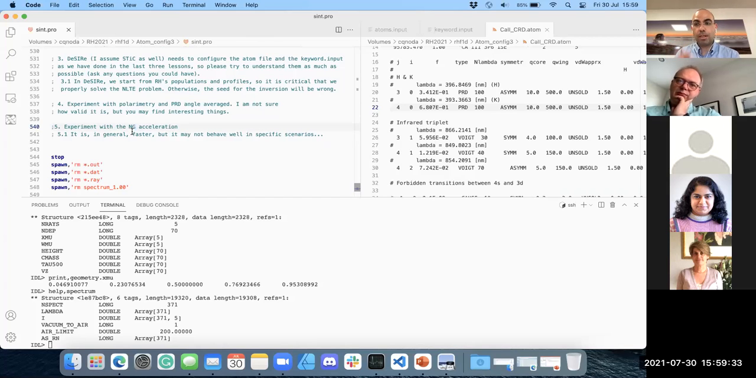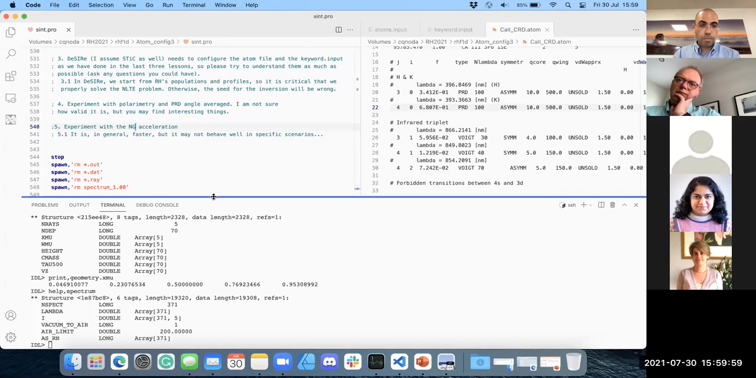Today was working fine without NG acceleration, so we can leave it like that. But if you see that systematically it is faster and stable, then you can switch it on. But it's something that is basically problem dependent, or at least atom and atmosphere dependent. So it's not clear to give you a recipe for that.